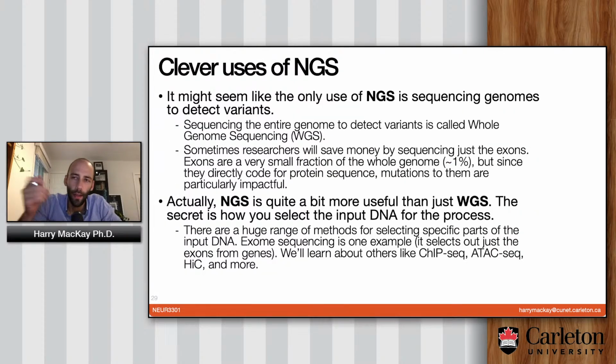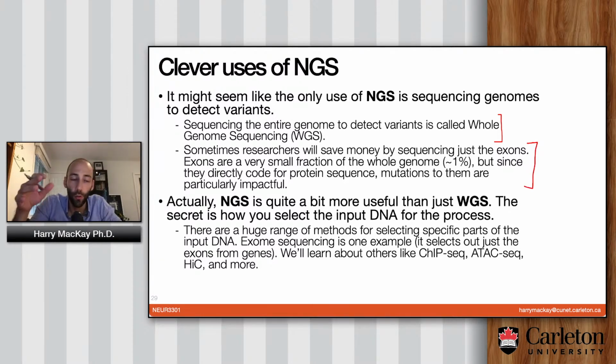Now, just as we're closing off here, I gave you the story about next-gen sequencing as it relates to sequencing genomes and detecting variants. This is called whole genome sequencing, WGS. That's only one thing you can do, though. That's sort of why it was invented, but researchers have figured out all kinds of other clever things to do with it. For example, there's what's called exome sequencing.